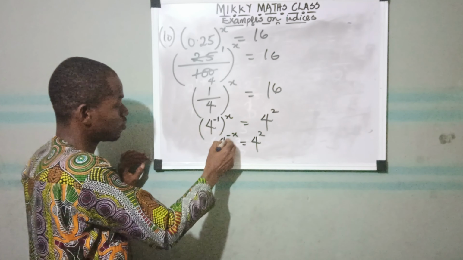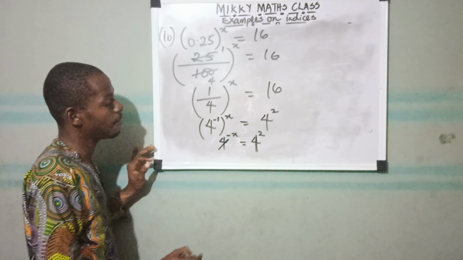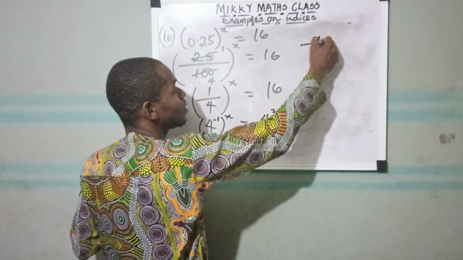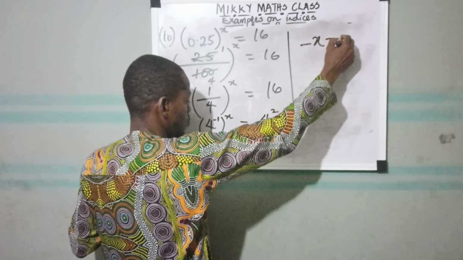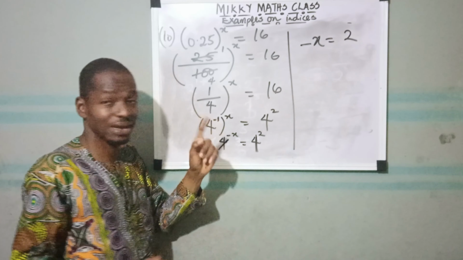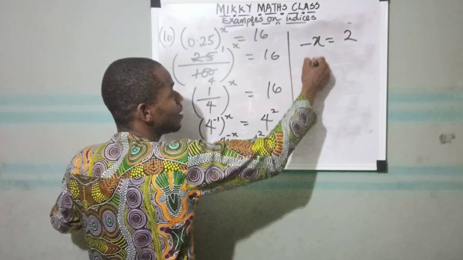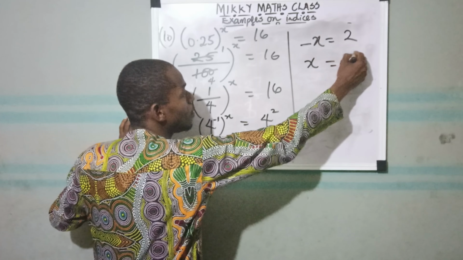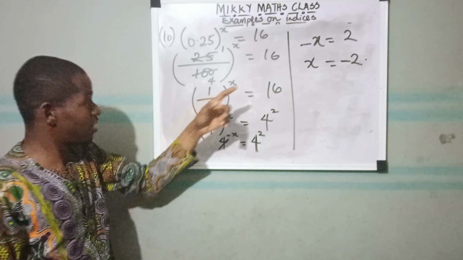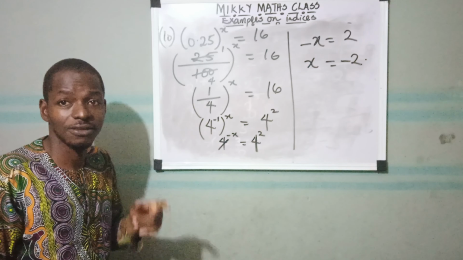Now they share the same base, so I can cancel out. 4 will cancel out 4. So I'm left with minus x equals 2. But I'm not interested in minus x, so I divide through by minus 1. When I divide 2 by minus 1, x will be equal to minus 2. So the value of x here is minus 2.